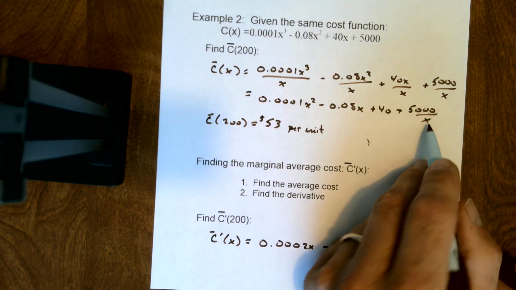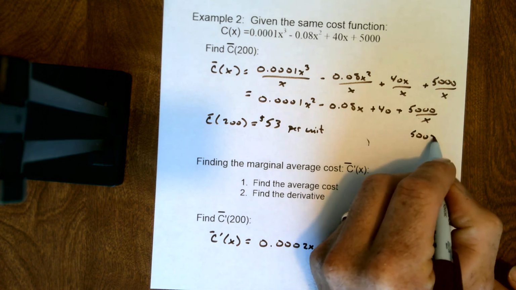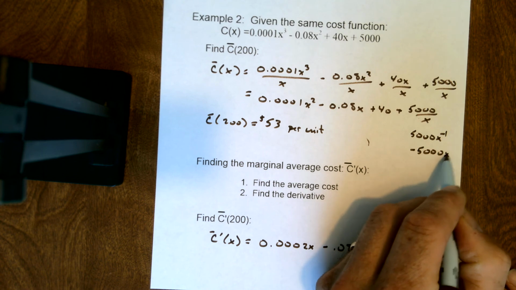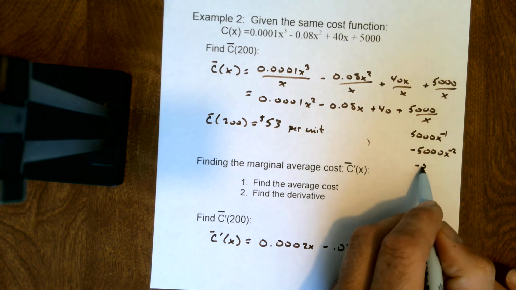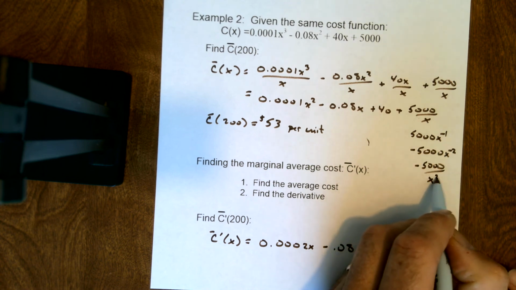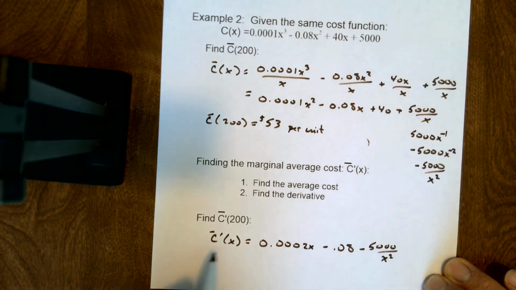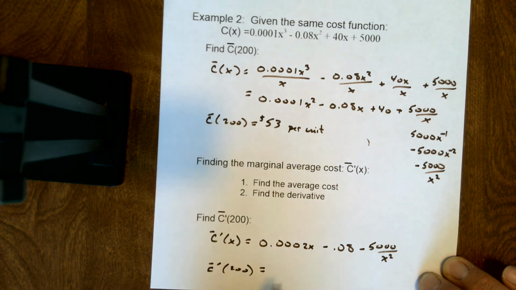And then for the derivative of 5,000 over x, I can bring my x to the top, so I get 5,000 x to the negative first. The derivative brings the exponent down, so I get negative 5,000 x to the negative second. Take that back down to the bottom, so I get negative 5,000 over x squared. So I can find C bar prime of 200. I can go ahead and plug that in.